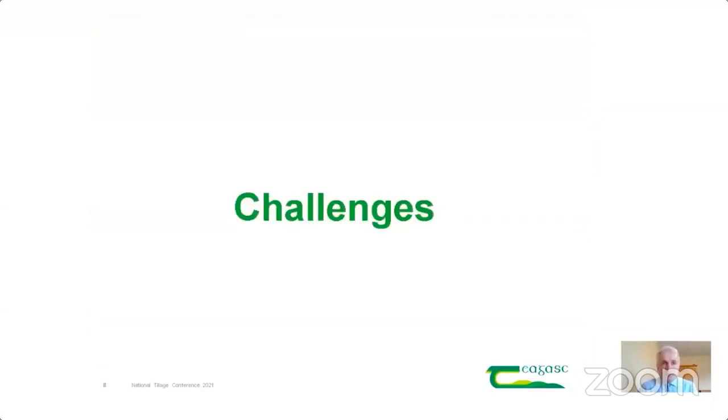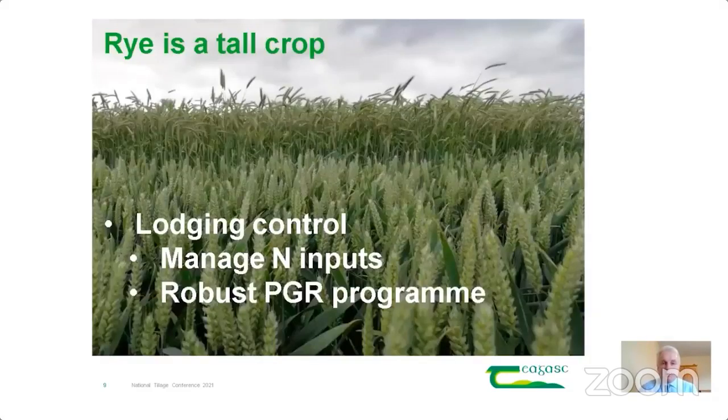But the crop also has some challenges. It's not risk-free. It's quite a tall crop, 30 to 50 centimeters taller than an equivalent wheat crop. And that means that lodging is a risk. Lodging control will be an important part of any management regime. That requires careful management of 2 inputs, nitrogen, and it will also need a robust growth regulator program. They're going to be key requirements of managing the crop to prevent lodging.